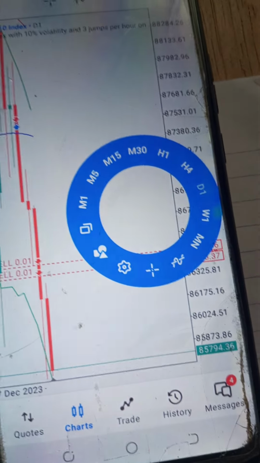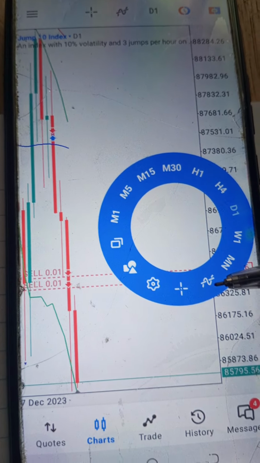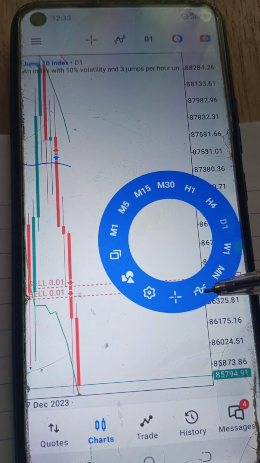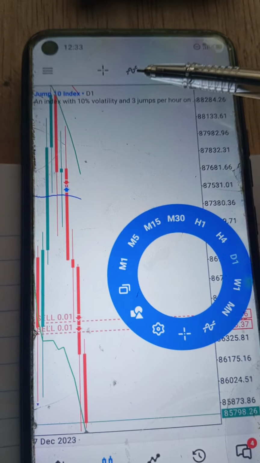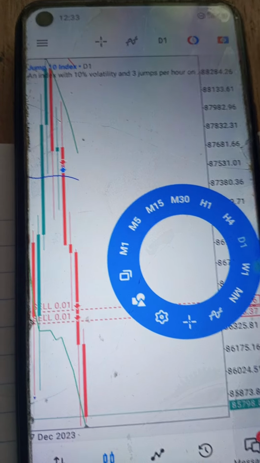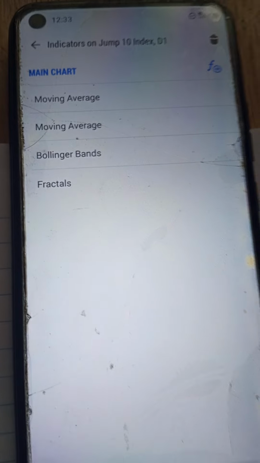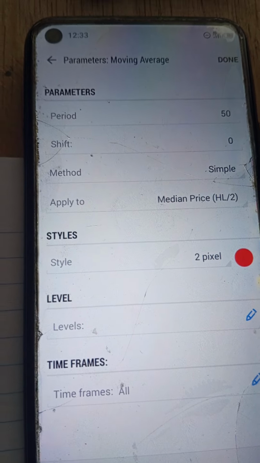So as you all know, here is our icon for our settings. You can also go up here, here is also our icon for settings. So guys, I have to click here. Here are the indicators used for this strategy.